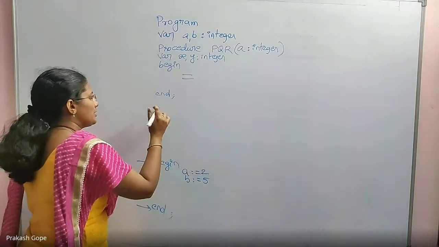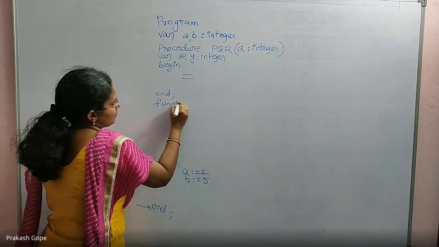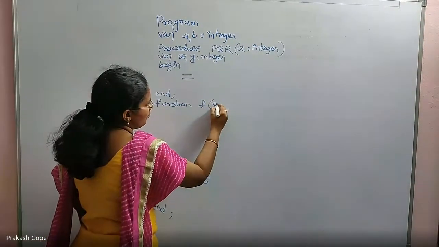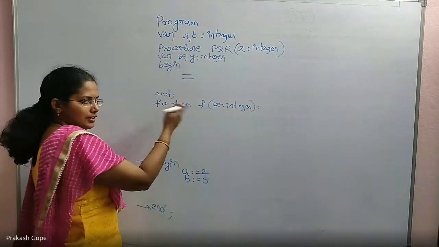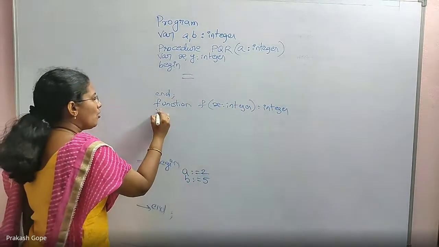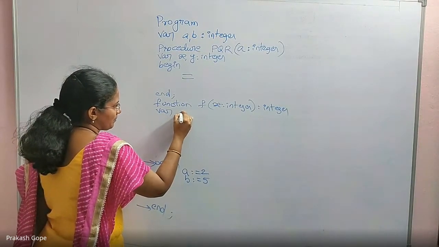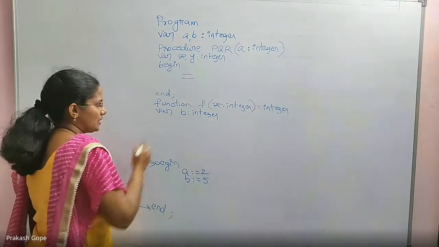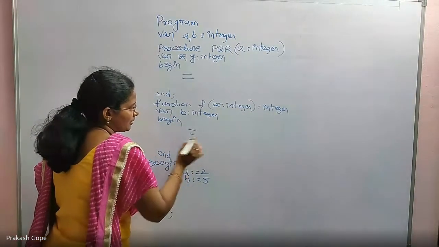Then function. If there is a function, I'll declare it with the keyword function. You can give any name, f. If it takes a parameter, you can give the parameter name, integer. It must return some value, right? I'm saying it returns an integer. If there are any local variables, declare with the var keyword. Variable name is b, integer. It's a local variable b, which is integer. The code is like this: begin, end. The code is present here.